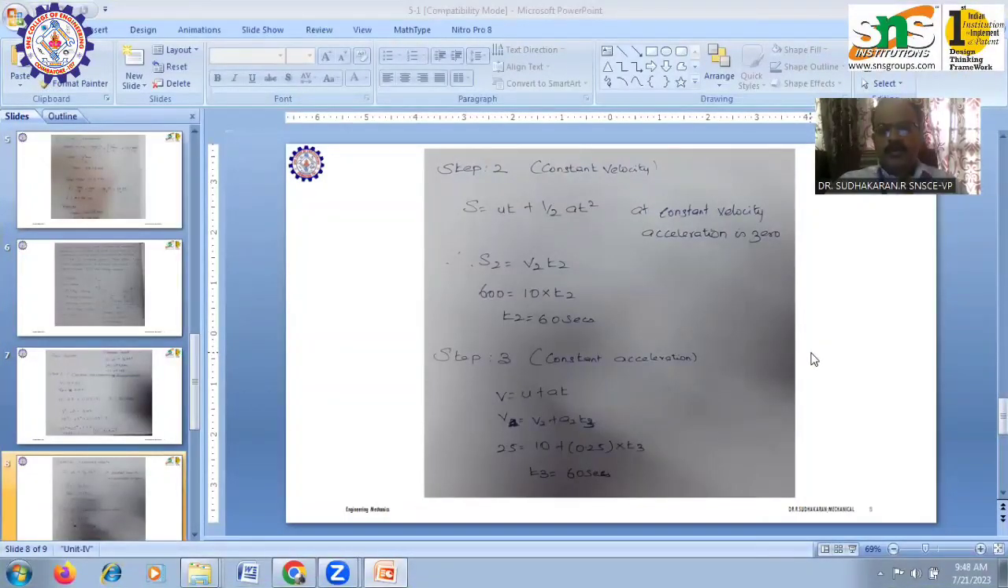Going to the next step, s is equal to ut plus half at square. From that, we already know s2 is equal to 600 meters and v2 is 10. We get t2 is equal to 60 seconds. Now again the train is going to move with constant acceleration. So v is equal to u plus at, and u is 10 and acceleration is 0.25. We get the time t3 as 63 seconds.